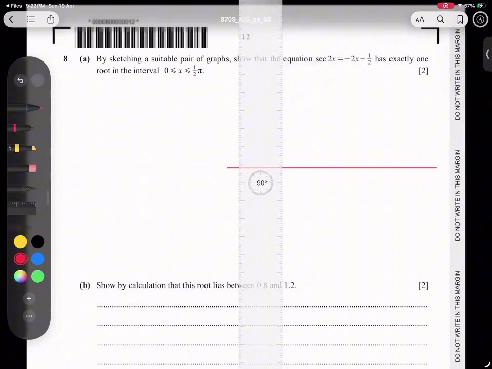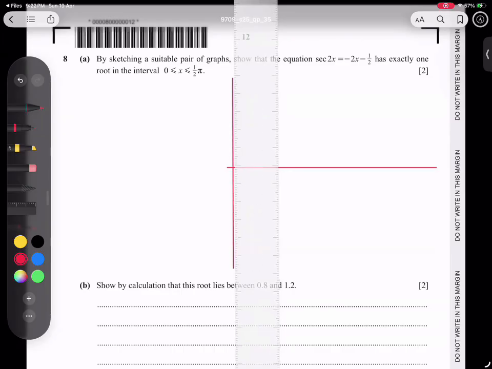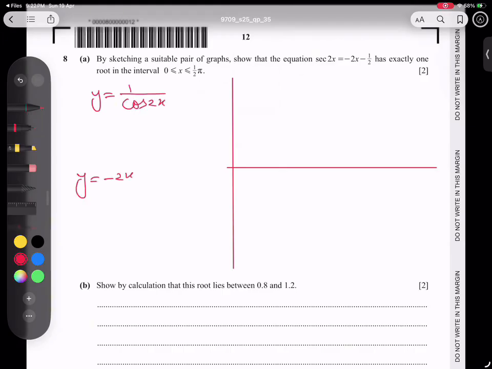Okay, because I think the full values are coming slightly this way. Yeah, I think this is okay. Okay. Now, students, one by one, I'm going to make it. First of all, I have two equations. y is equal to secant double x. Secant double means 1 over cos double x. And the second is y is equal to negative 2x and negative half.